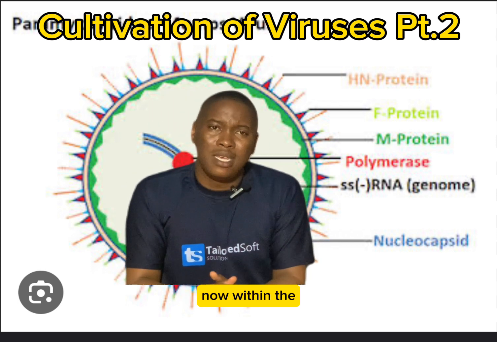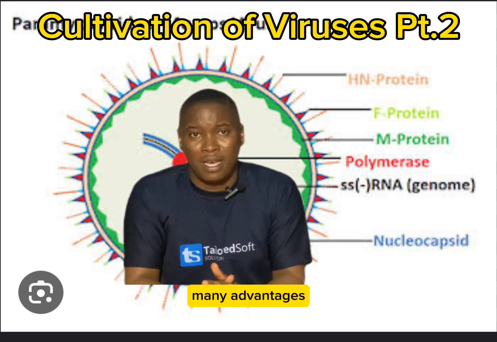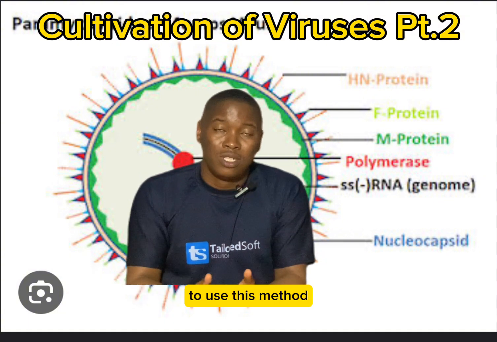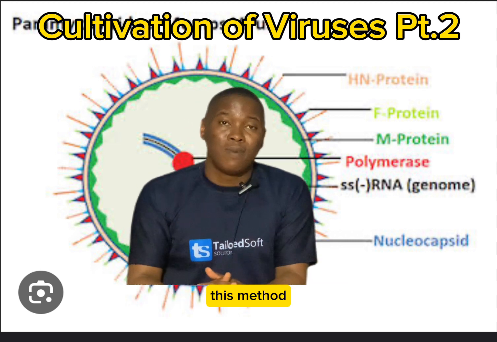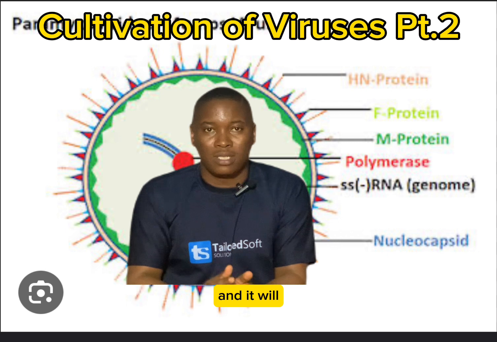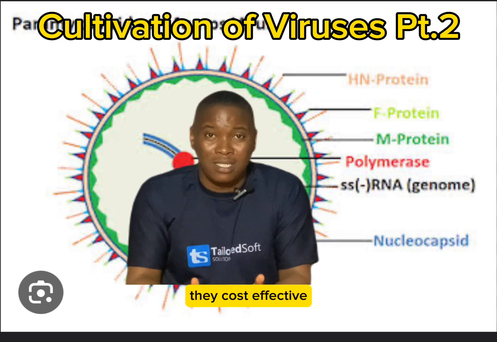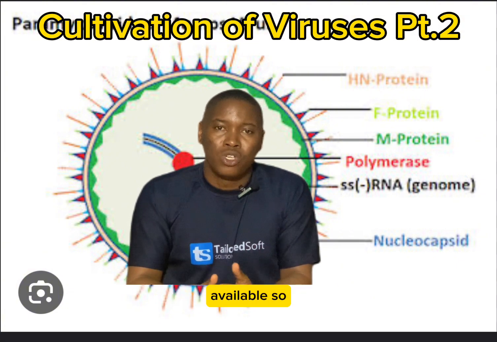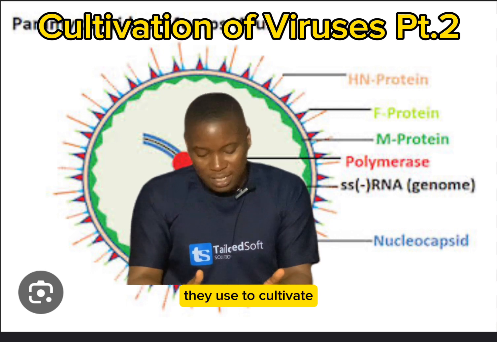Now, what is the advantage of using this chick egg? There are many advantages. Some of the advantages are that this method is cheaper. This method is less laborious, it is not difficult to do. This method is a sterile method, so anything like bacteria will not contaminate this whole process. These are some of the examples. It is cost effective, not too expensive, and eggs are readily available. So this method is a popular method that scientists use to cultivate viruses.